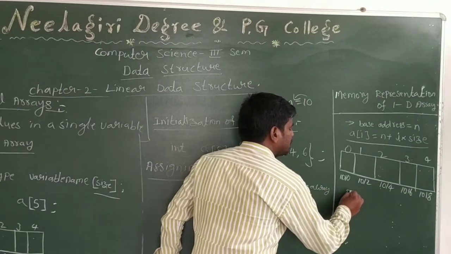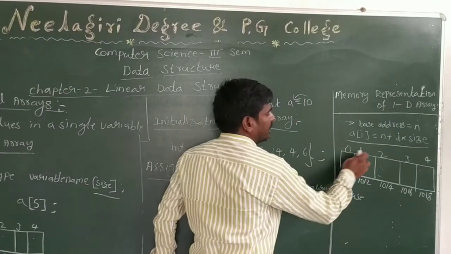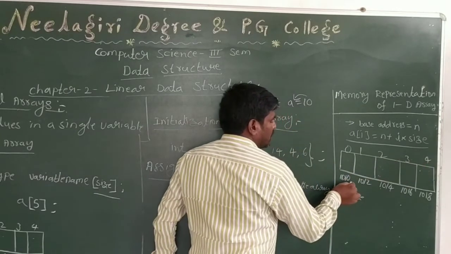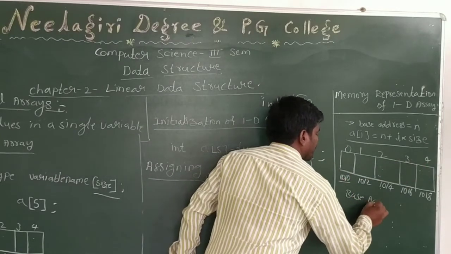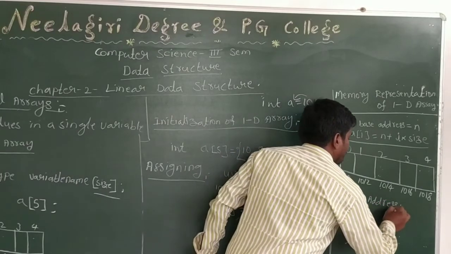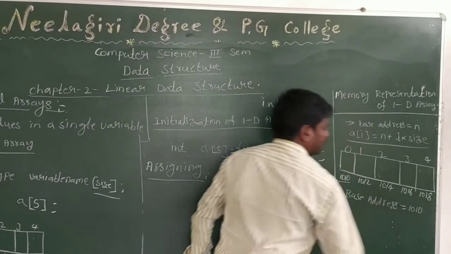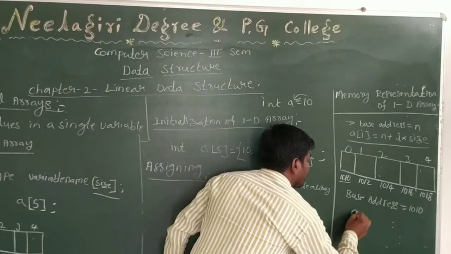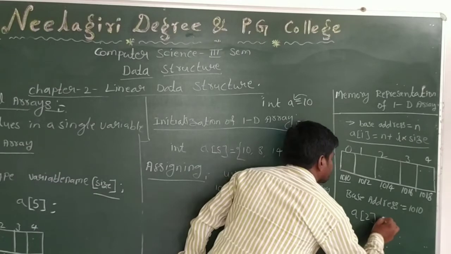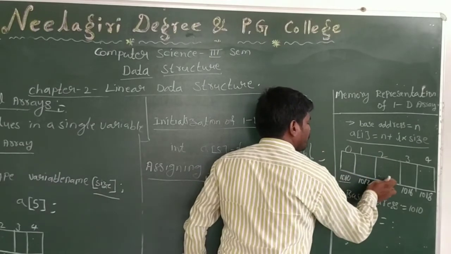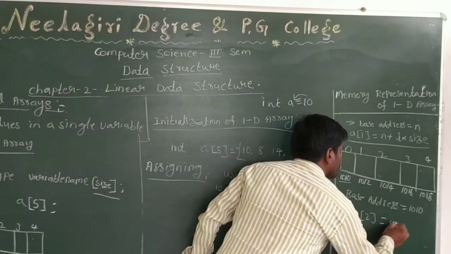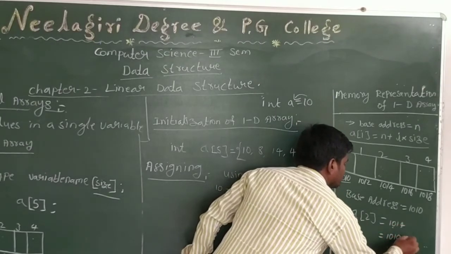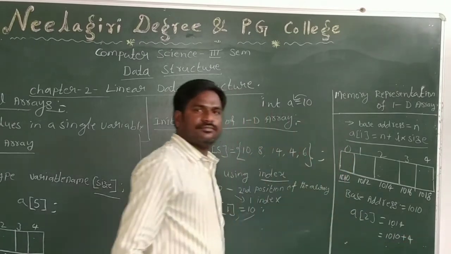Just first come to here. What is the base address here? So this is an array of size 5, index 0, 1, 2, 3, 4. Assume that the base address is 1010. Now, what is the address of A of 2? A of 2 is 1014. Can you write like this? 1014, 1010 plus 4. Yes.